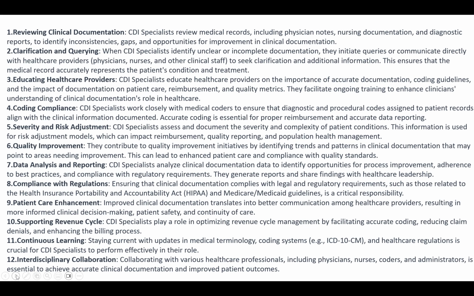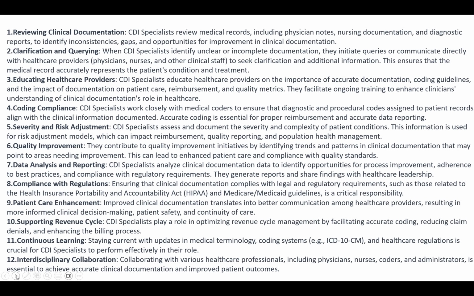And so CDI specialists can really help reinforce some of these things to providers and help them integrate them into their workflows so that they are not obstructive, they're not a burden.